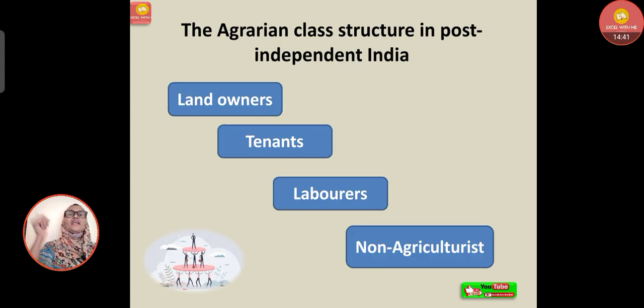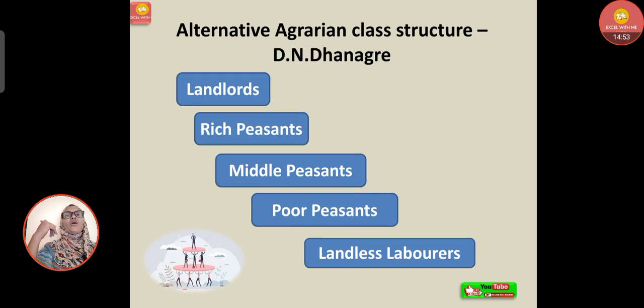Now, let's understand the agrarian class structure in post-independent India. They are landowners, tenants, laborers, non-agriculturists. Now, an alternative agrarian class structure according to D. N. Dhanagare, an Indian sociologist, has suggested an alternative agrarian class structure which has the following five classes. Number 1, landlords, then rich peasants, middle peasants, poor peasants, and lastly land laborers.